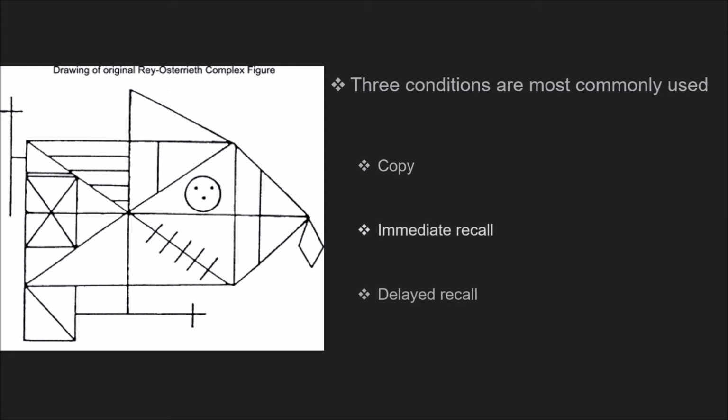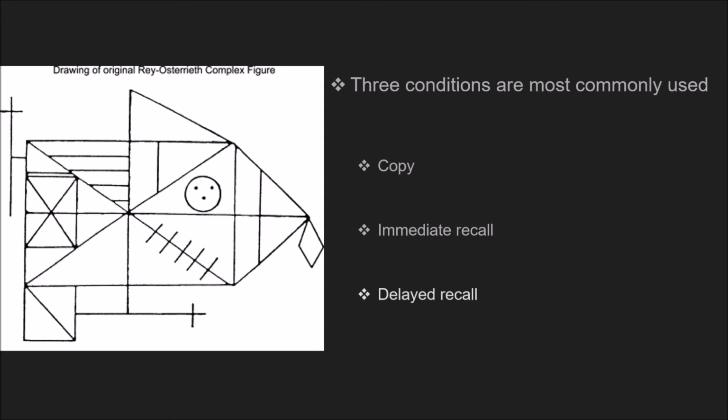The next one is immediate recall. After a short delay, the examinee is asked to reproduce the figure from memory. The next is delayed recall. After a longer delay, maybe 20 to 30 minutes, the examinee may again be asked to draw the figure from memory. Examinees are not told beforehand that they will be asked to draw the figure from memory. The immediate and delayed recall conditions are therefore tests of incidental memory.